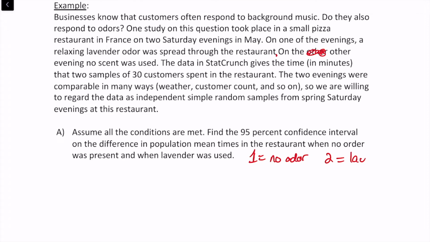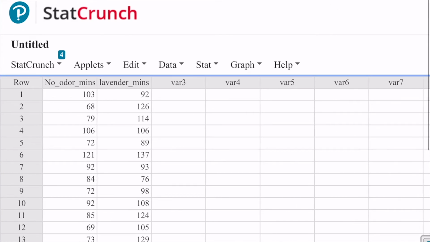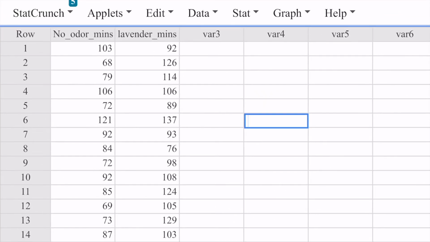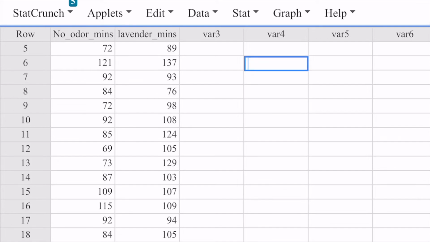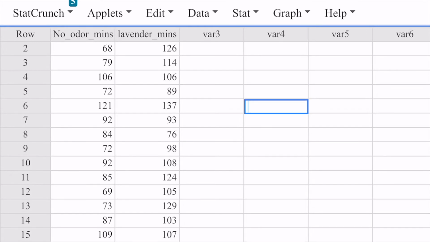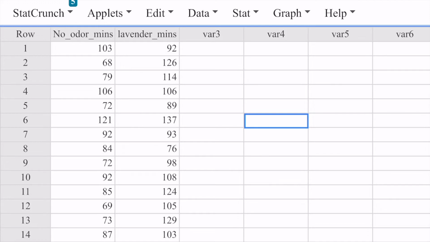So with that being said, let's go to StatCrunch and let's take a look. Let's take a look at our data set. Get rid of our old work here. And so what you'll see here is the first column is the number of minutes that 30 customers stayed in the restaurant when there was no odor present. And then lavender is the second column, how many minutes they stayed in the restaurant when lavender was present, being sprayed throughout the restaurant.